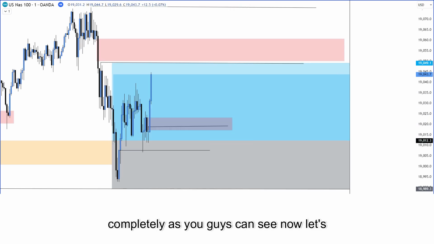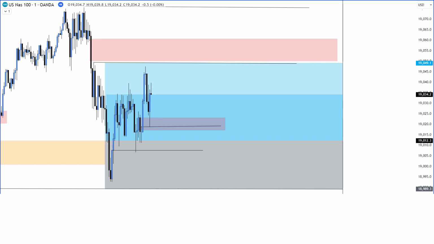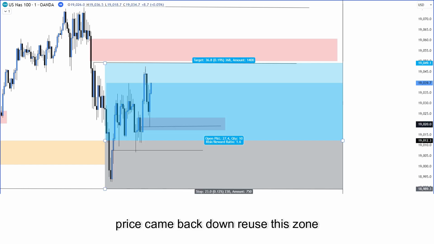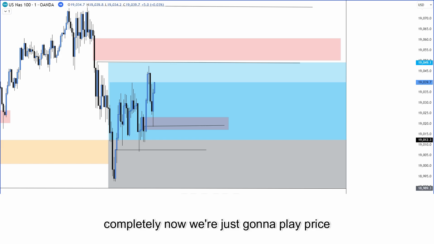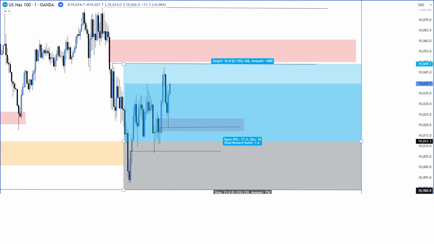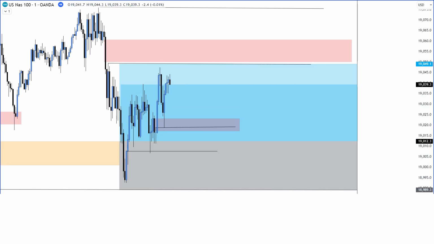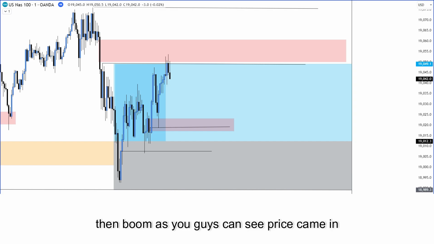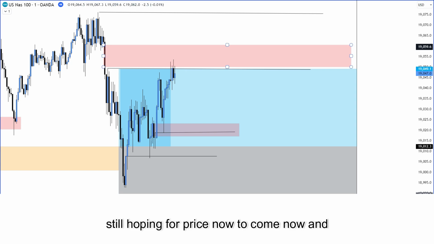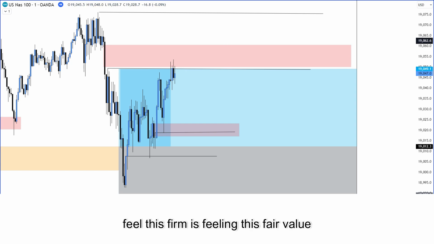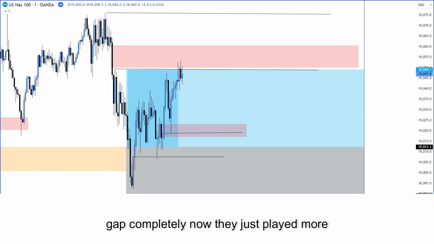As you guys can see, now let's play price. Price came back down, reused this zone firmly, and my take profit is still at this old high. And I'm looking for price now to fill in this fair value gap completely. Now we're just going to play price and see how this trade plays out. And then boom, as you guys can see, price came and cleared the old high. But me personally, I was still hoping for price to come and fill in this fair value gap completely. Now let's just play more.